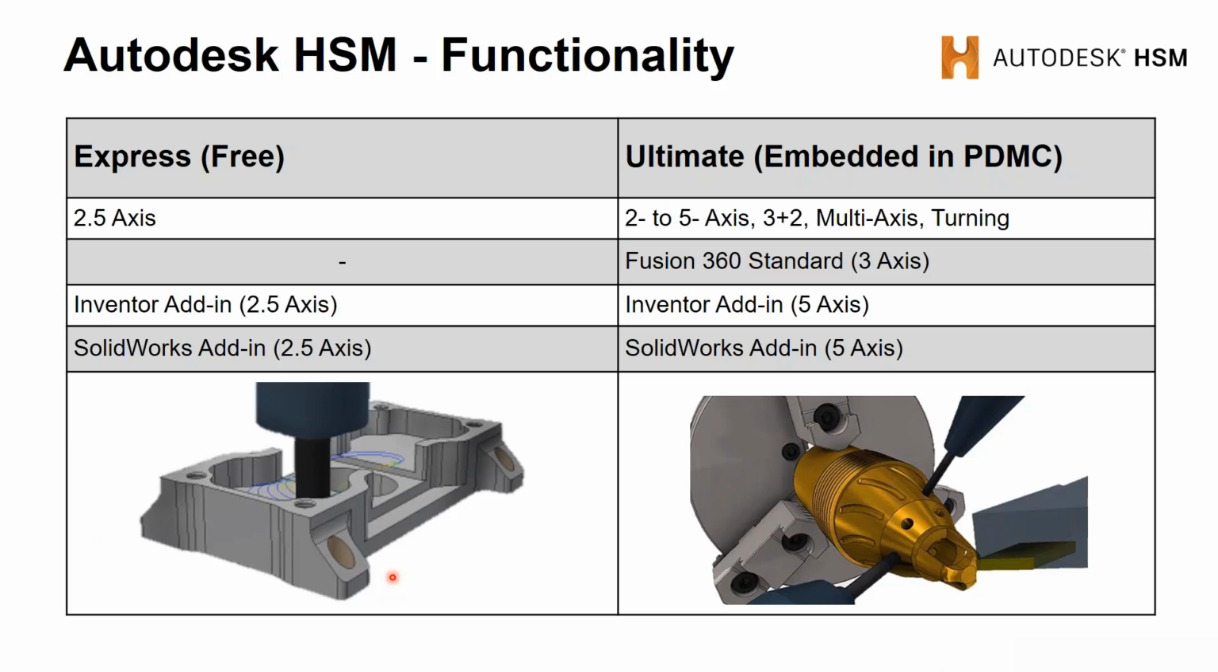Also, there is a free version of HSM. That means if you have an Inventor LT license, you can download HSM Express for free. But that is only 2.5-axis machining, so no turning and no 3D machining. And of course, that could be done also with SolidWorks. With the Ultimate version included in the PDMC, we have 2 to 5-axis milling, including 3+2-axis milling and also turning. And as said, Fusion 360 is only 3-axis milling, nothing else. And the same for SolidWorks, of course.